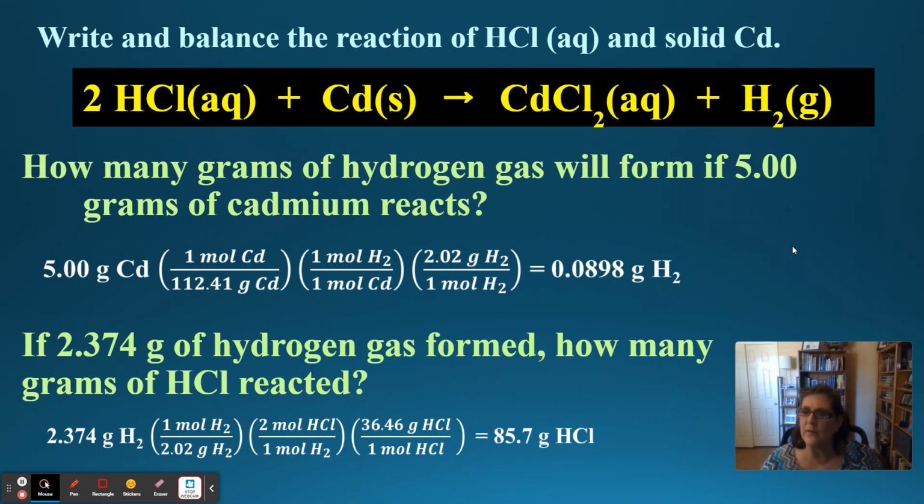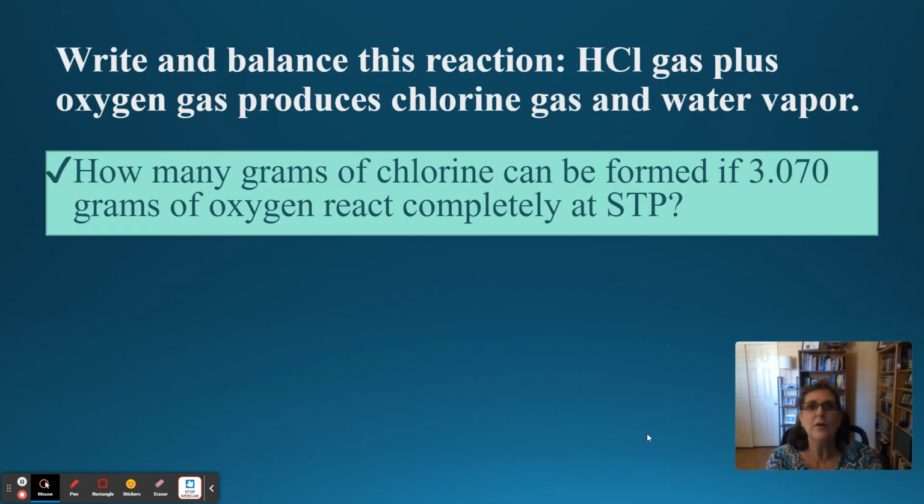Why the 3 sig figs when we started with 4? Well, we started with 4 sig figs, but the molar mass of hydrogen only has 3. The molar mass of HCl has 4, but you have to go with the least, which was the 2.02, 3 sig figs. So our answer has 3 sig figs. Pay attention to sig figs. Pay attention to units. Grams of hydrogen cancel. Moles of hydrogen cancel. Moles of HCl cancel. We're left with grams of HCl. All right, good job.